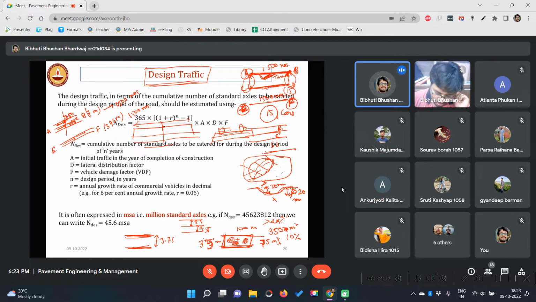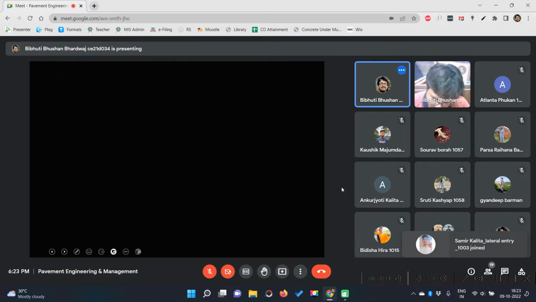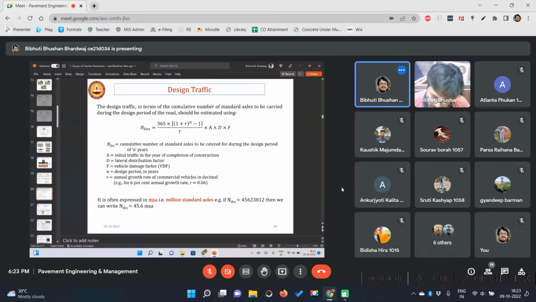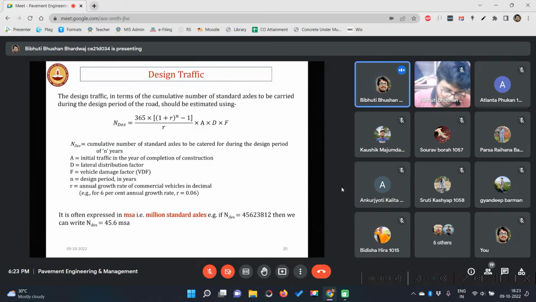Okay, so how do you calculate it? First, you need to find out this A. We will discuss all these parameters A, D, F, R, N one by one. But please write down this formula at least. N design is 365 times (1 plus R) to the power N minus 1, divided by R, into A into D into F.